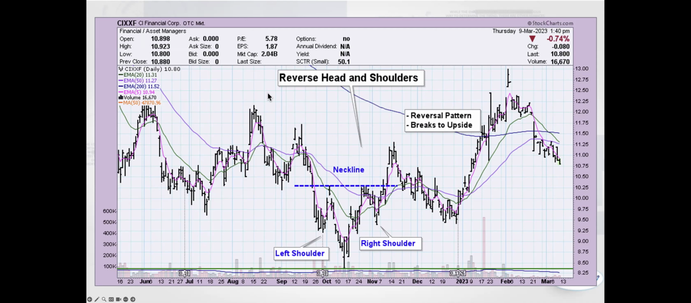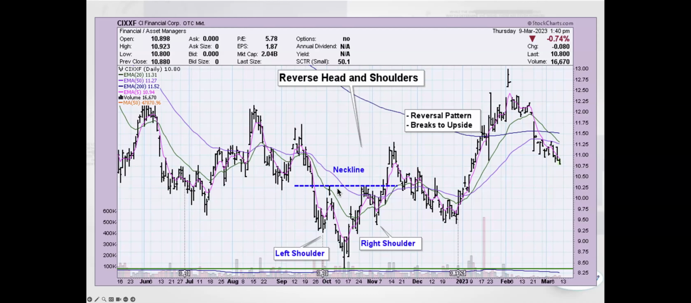You must come down into the pattern for it to be that pattern. A lot of people will identify these coming off of a rise, and that is not a correct pattern. It's not going to necessarily work out for you. The reverse head and shoulders are pretty good patterns, but not great patterns. I find that they don't make their upside targets that much.